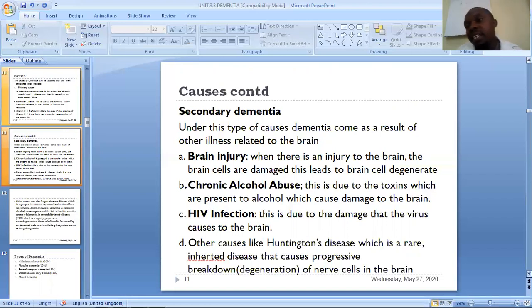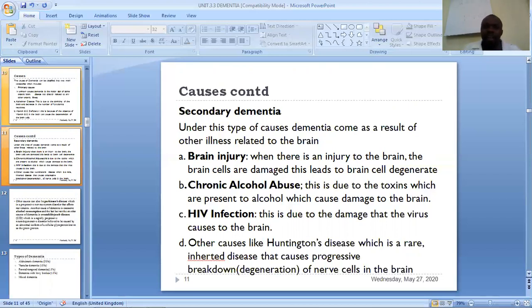There is brain injury, which usually happens in head injury. When there is an injury, the brain cells are damaged. This leads to brain cell degeneration. Then someone begins to develop dementia. Chronic alcohol abuse. This is due to the toxins which are present in some alcohols, which cause damage to the brain. HIV infection. This is due to the damage that the virus causes to the brain.